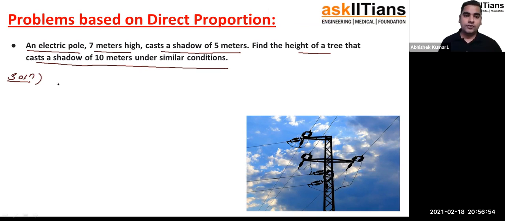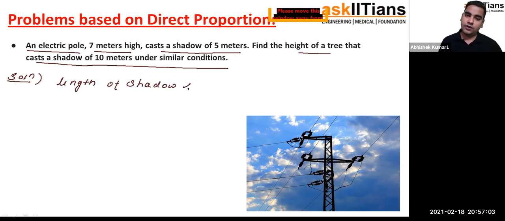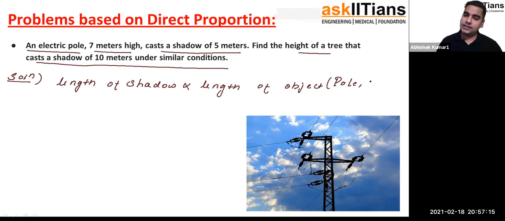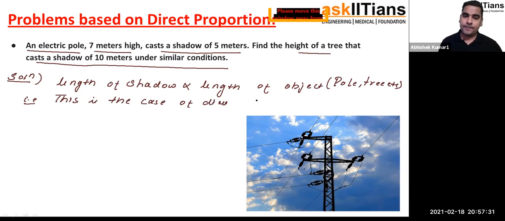Let me write here. The length of shadow is directly proportional to the length of object. That object could be tree, pole, etc. So this is the case of direct proportion. Right. Now, let us draw one table, guys.